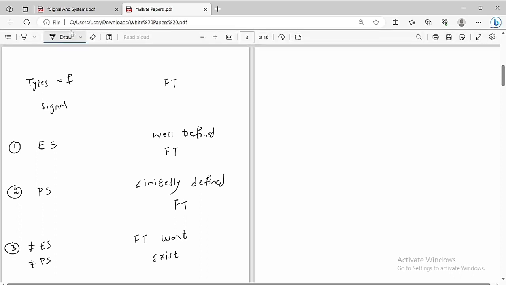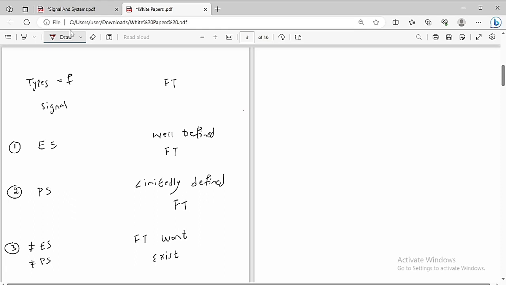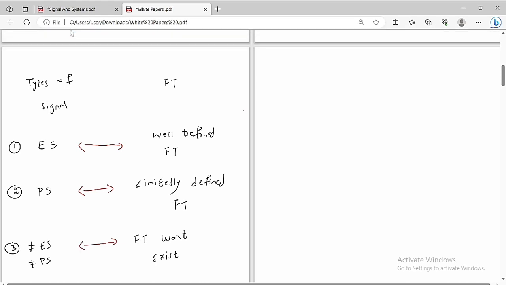If you remember this table, just by looking at the signal we can tell whether the Fourier transform exists or not. Just by knowing the signal pattern, we can say what it is. So I want you to remember this table. Therefore, we can see clearly, if a given signal is an energy signal, then the Fourier transform is a well-defined Fourier transform. If the given signal is a power signal, then the Fourier transform is a limitedly defined Fourier transform. And if a given signal is neither an energy signal nor a power signal, then the Fourier transform won't exist. This point you always have to keep in your mind.